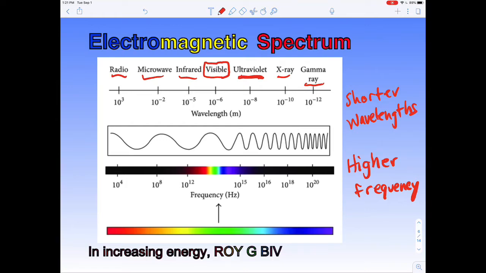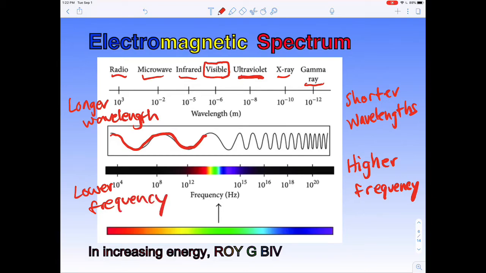On the opposite side, we have the opposite. We can see here, this is going to be longer wavelength, and that's going to be lower frequency. So be sure to check and review the electromagnetic spectrum.